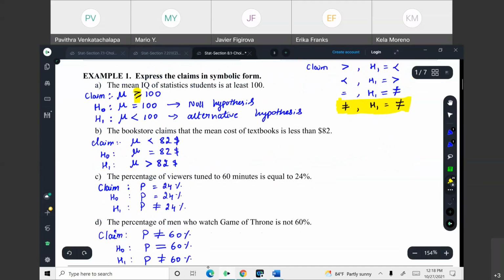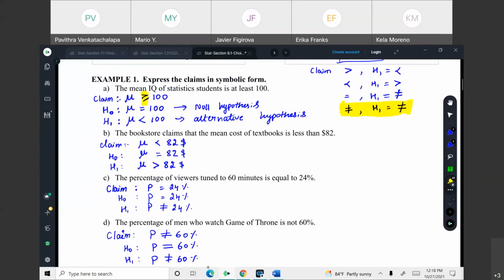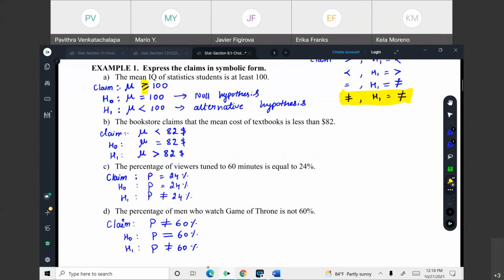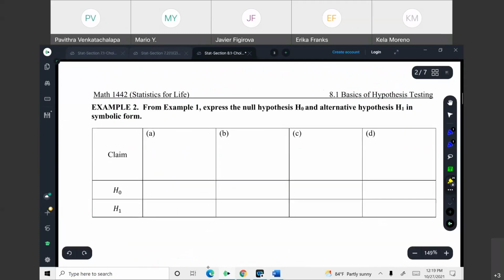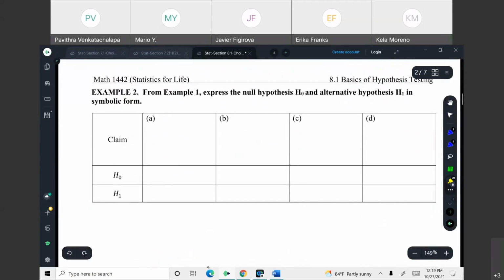So just check your answers. It has to be this. Yes, null hypothesis will always be equal to sign. Okay. Now, example 2, you just have to fill this. Now you know what is A, B, C, D. Fill the claim, null hypothesis, and the alternative hypothesis. Okay, you have already done the previous example.